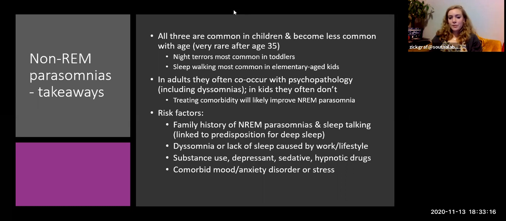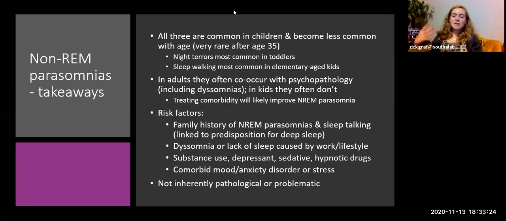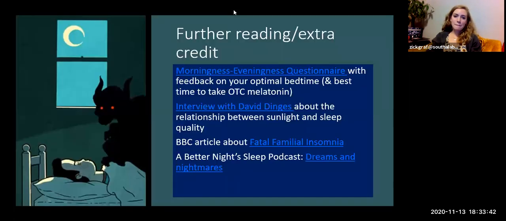And then many people who have them in adulthood have comorbid anxiety or mood disorders, or they're just under a lot of stress. But non-REM parasomnia behaviors themselves aren't inherently pathological or problematic, even though they seem really dramatic and can seem scary. Just like hypnagogic and hypnopompic hallucinations and sleep paralysis aren't signs of psychosis, and nightmares aren't a sign that you're about to have some kind of mental breakdown. All of these are very normal sleep phenomena.